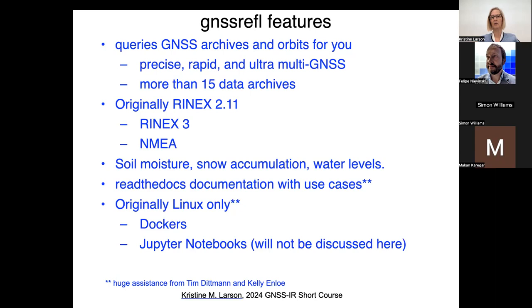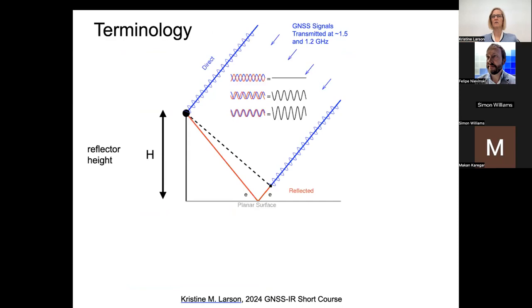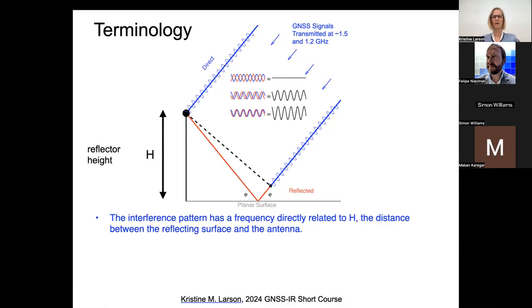Felipe's gone through the background, and I just want to repeat some terminology. I use the word reflector height as this H variable here. It's the vertical distance between the reflecting surface and the antenna phase center. Since Felipe has explained the interference patterns, I'm not going to go on about the blue and the red in the center of this plot, but basically we get an interference pattern in the SNR data. We use a periodogram to extract H, and then we move on. So again, the interference pattern is directly related to H, and it can be retrieved from SNR data.